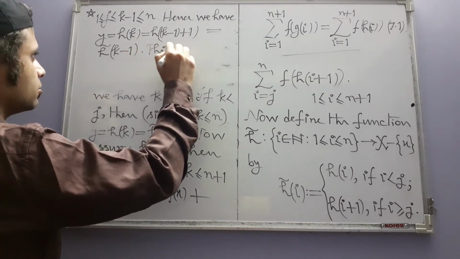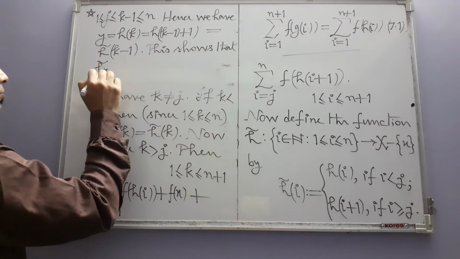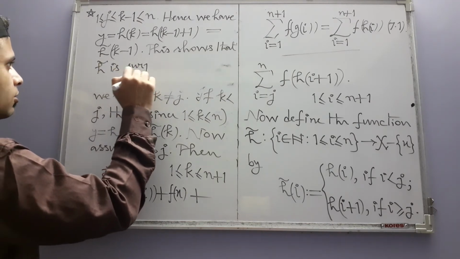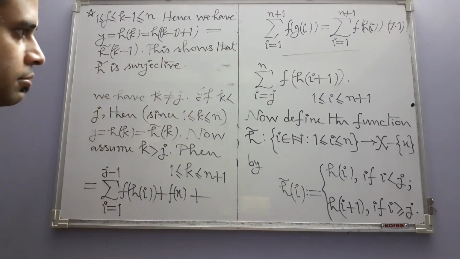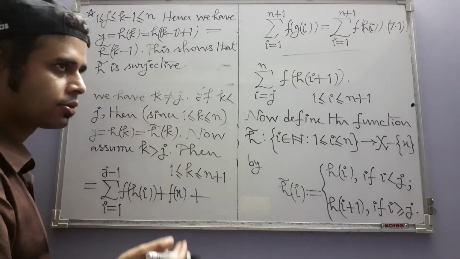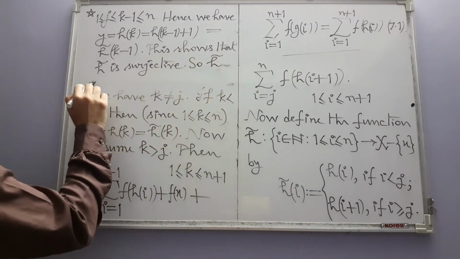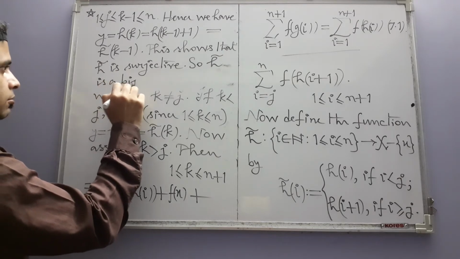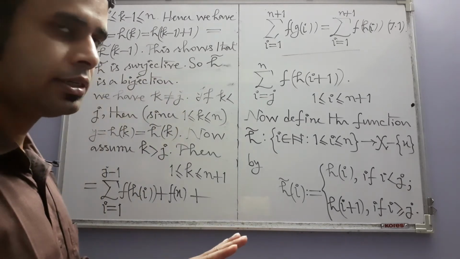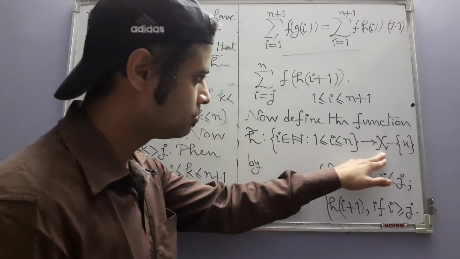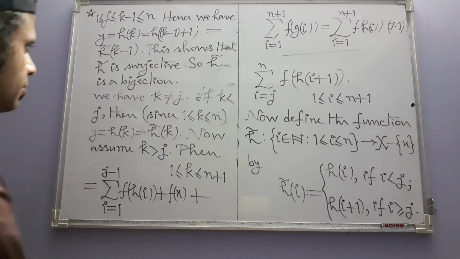Thus, this shows that h tilde is onto or surjective. So being one-to-one and onto, it is a bijection. H tilde is a bijection from this set to this set, which is obtained from capital X by removing small x.